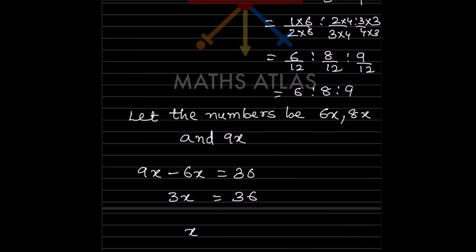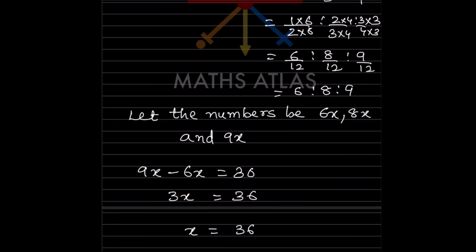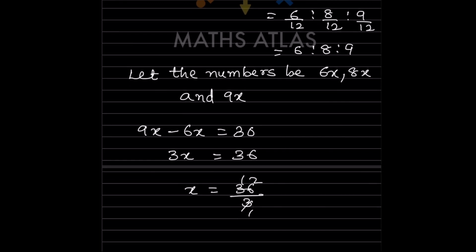So what will be x? x is going to be 36 divided by 3, because this is multiplication, so it is going to get divided. So that is going to be 12. So here we can see that x is 12.